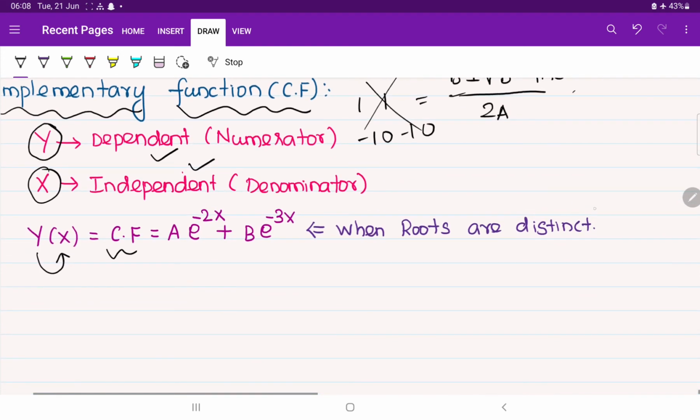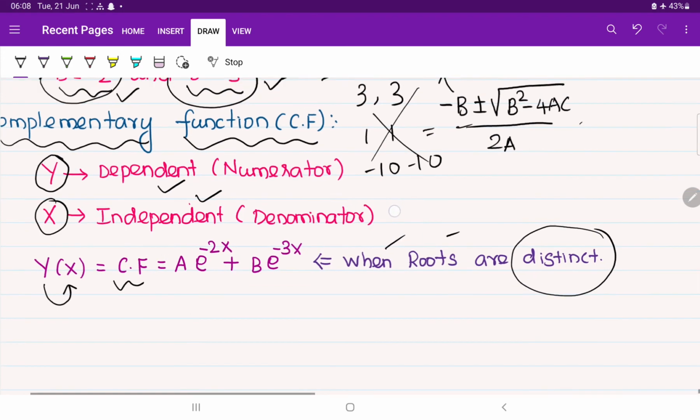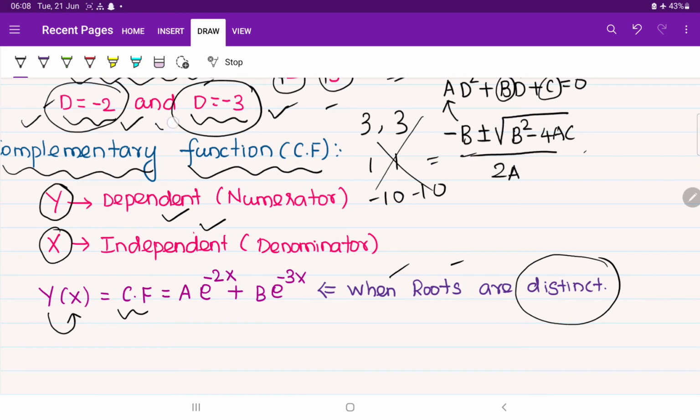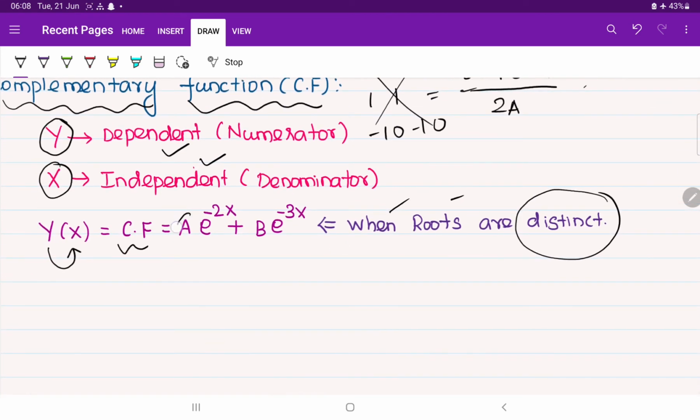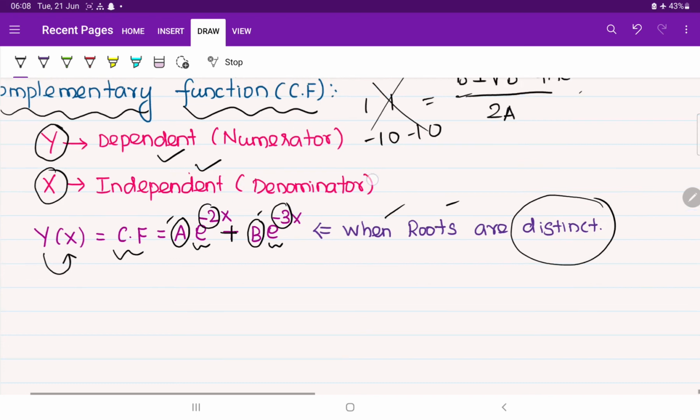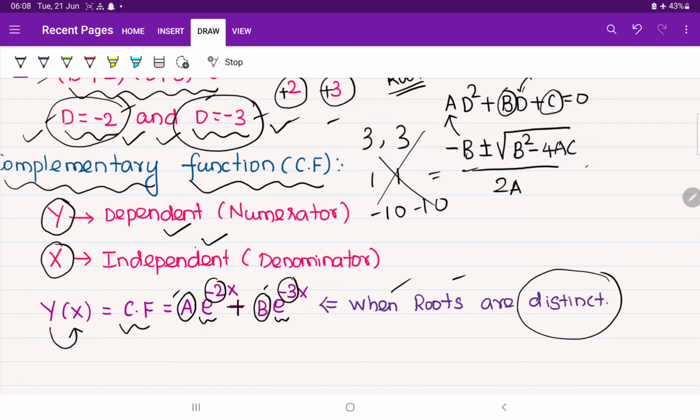That is called distinct. When the roots are distinct, what you have to do is observe how many roots you have here. So we have only 2 roots. If you have 2 roots, then step number 1, write down 2 arbitrary constants, in addition. After that, multiply each by the exponential factor e. Then, in the power of the exponential factor, write down the root values directly. The root values are -2, -3.